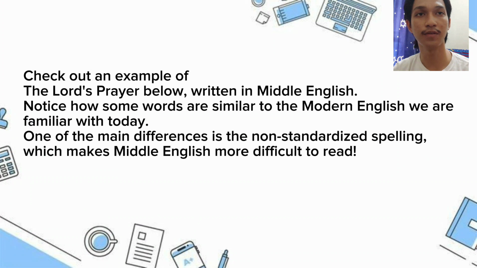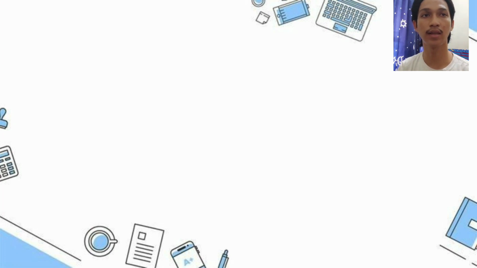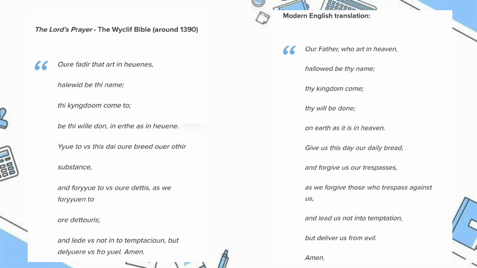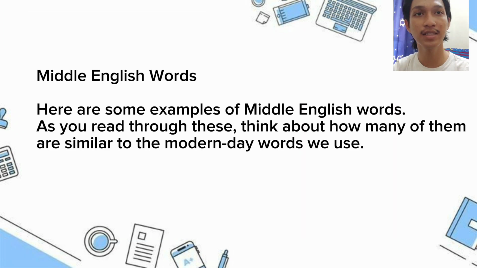Check out an example of the Lord's Prayer below, written in Middle English. Notice how some words are similar to the modern English we are familiar with today. One of the main differences is the non-standardized spelling, which makes Middle English more difficult to read. Next, Middle English words. Here are some examples of Middle English words. As you read through these, think about how many of them are similar to modern day words we use.